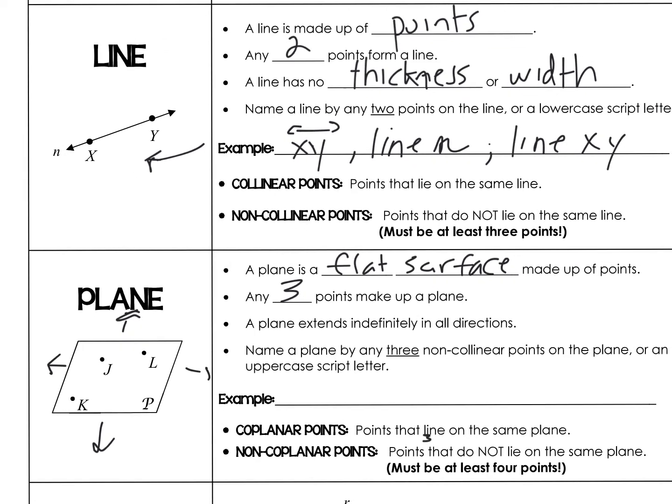So this could be plane P, or we could say plane KJL, or plane JKL, or plane LJK. Any of those arrangements would work. Coplanar points are points that lie on the same plane, not line, and non-coplanar points are points that do not lie on the same plane, and there must be at least 4 points in order for that to happen.